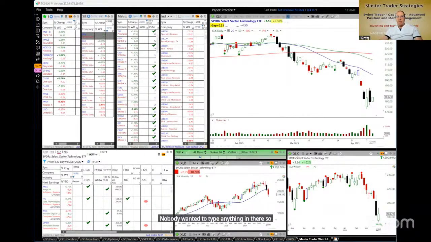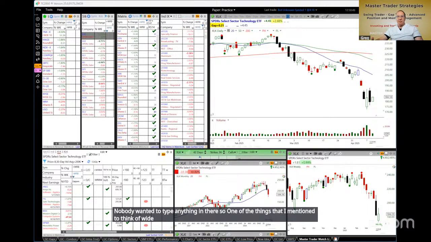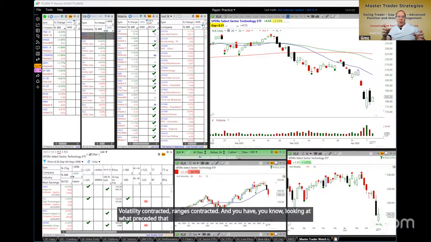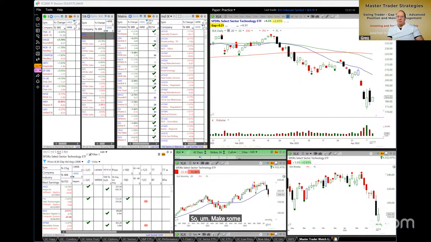One of the things I mentioned to think of: wide range bars after a contraction in ranges. Volatility contracted, ranges contracted, and you look at what preceded that. So we drew a little wedge. There were bottoming patterns, there were shock patterns, prices that broke prior lows, and then there was a range expansion bar.